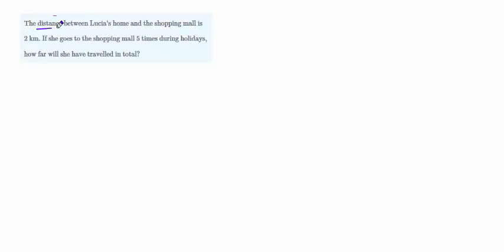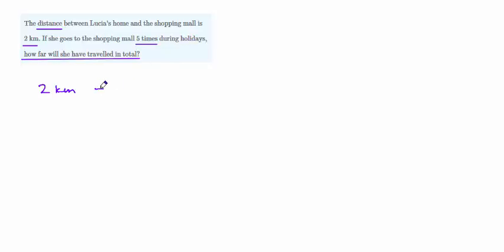The distance between Lucia's home and the shopping mall is 2 kilometers. If she goes to the shopping mall 5 times during her holidays, how far will she have traveled in total? Every time she goes to the shopping mall, she covers a distance of 2 kilometers. It's given. The shopping mall is 2 kilometers away from her home. And she does that 5 times during her holidays.